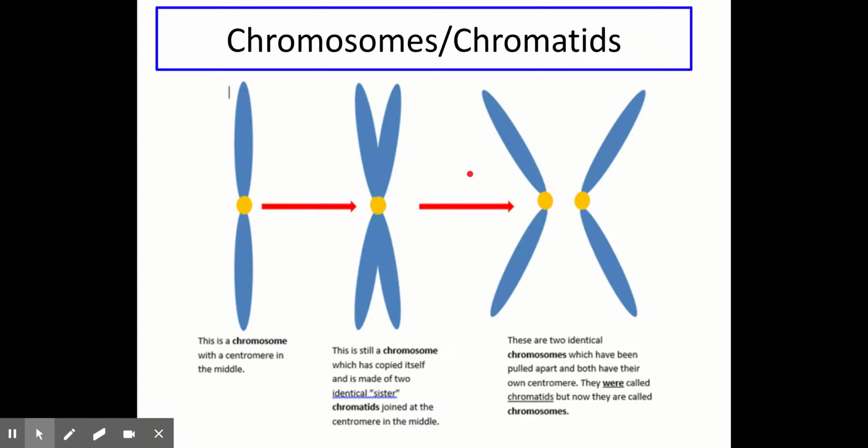So one final reminder, both of these first 2 images are single chromosomes, but the second image is a chromosome that has copied itself to create 2 identical chromatids that are joined together at the middle. The only time you call them chromatids is when they're being pulled apart by the spindle fibres, and then they go back to being chromosomes again, and then this process begins again.